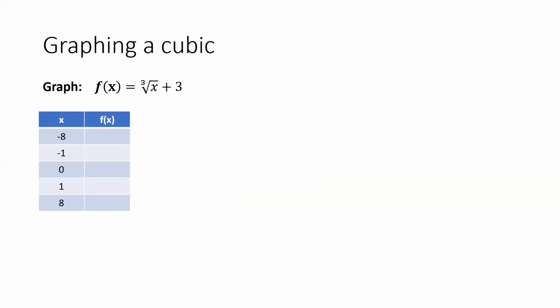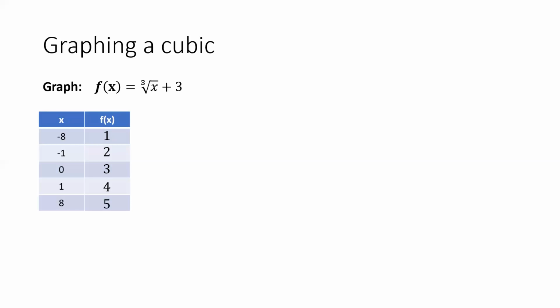And then once I've picked these numbers, and again, these aren't magical numbers that always work, I'm going to plug them into my function. And so the cube root of -8 is -2, plus 3 gets me 1. Cube root of -1 is -1, plus 3 gets me 2. Cube root of 0 is 0, plus 3 gets me 3. Cube root of 1 is 1, plus 3 gets me 4. Cube root of 8 is 2, plus 3 gets me 5.